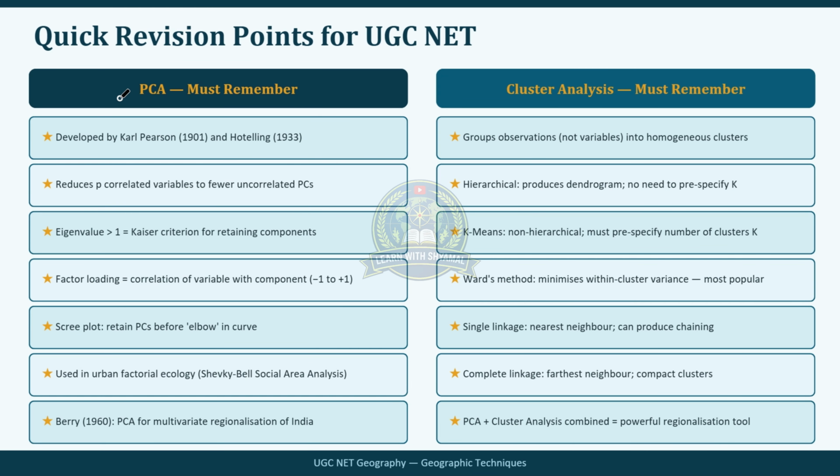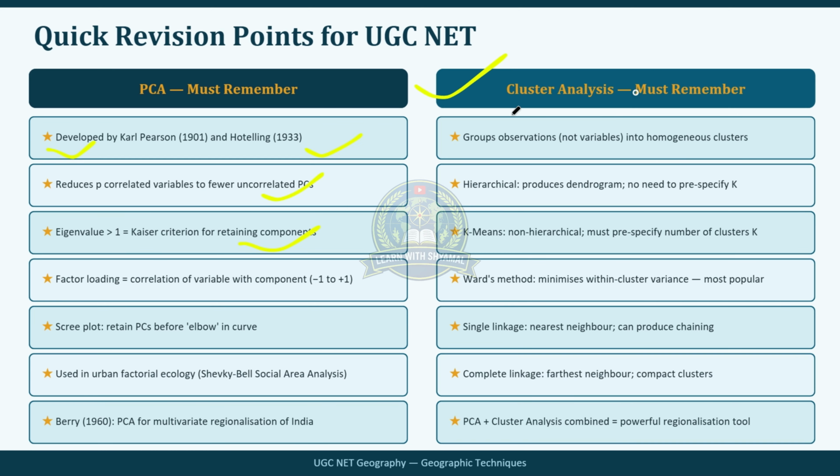Quick revision. PCA, developed by Karl Pearson in 1901 and Hotelling in 1933, reduces p correlated variables to fewer uncorrelated PCs. Eigenvalue greater than 1 is the Kaiser criterion for retaining components. Factor loading is the correlation of a variable with a component, from -1 to +1. Scree plot: retain PCs before the elbow in the curve. Used in urban factorial ecology, Shevky-Bell social area analysis, and Berry's 1960s PCA for multi-phase regionalization of India.